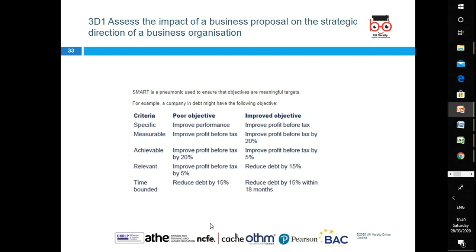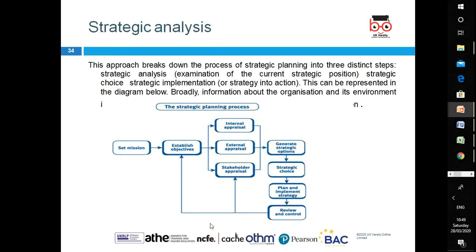Yes, and we need to improve objective. Relevant: improve profit before tax by 5%, reduce debt by 15%. Is it relevant? Yes. We can reduce debt. If we are reducing debt, ultimately we are improving as well. Time bound? Yes, reduce debt by 15%, but within how many months? Within 18 months, so we can include the dates as well. So for each proposal we can look at what impact it will have.